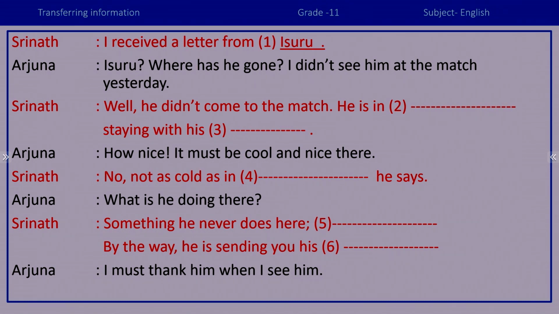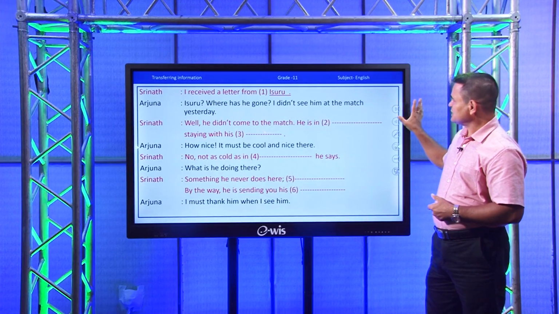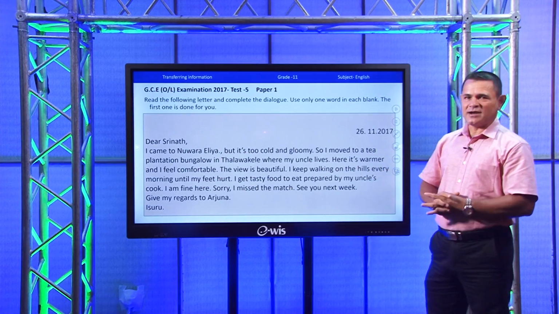What is he doing there? Something he never does here. Something he never does, and keep that in your mind when you go to the text. By the way, he is sending you his, what? I must thank him when I see him. Now, let us see the text again, read this one now.